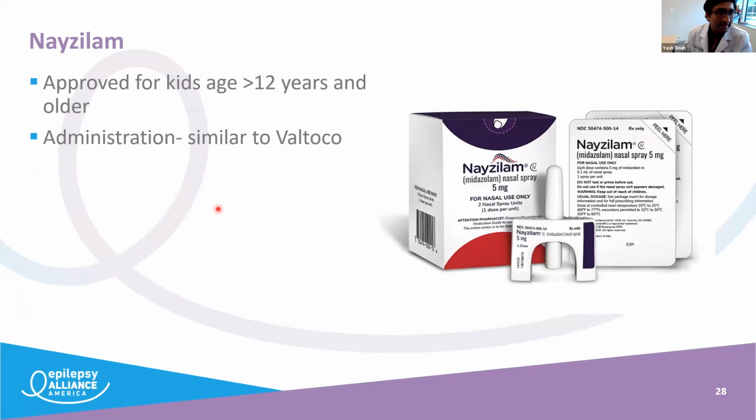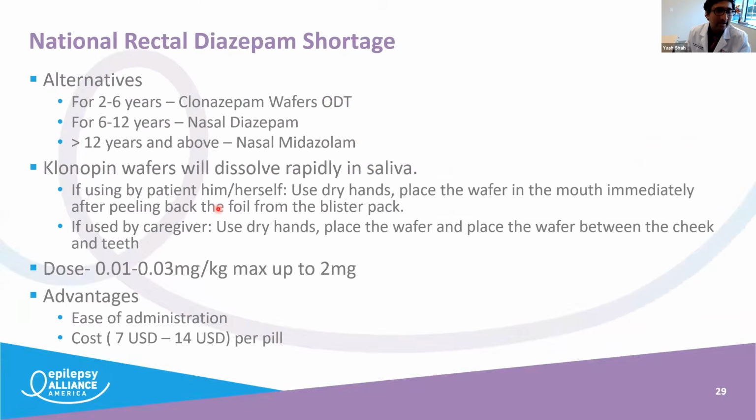And the next drug is Nayzilam, which is approved for kids more than 12 years of age. It's exactly similar to Valtoco. And then currently, as some of you may know, there is a rectal diazepam shortage going on. So for kids, especially between 2 and 6 years, where you can't use nasal Valtoco, we need to find alternatives. Right now, we are recommending clonazepam wafers for kids between 2 and 6 years of age who can't get rectal diazepam due to the shortage.